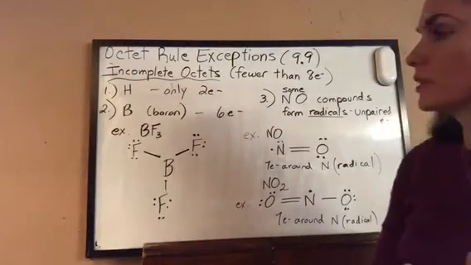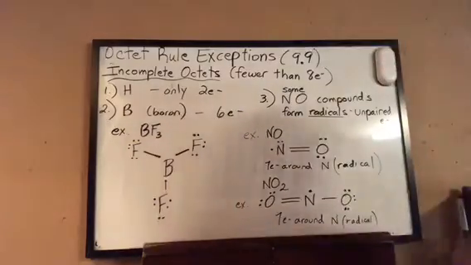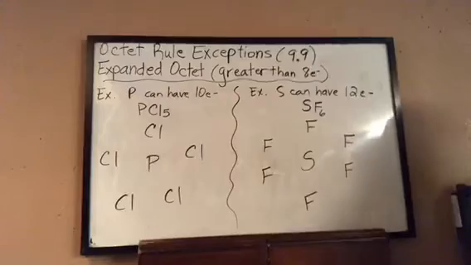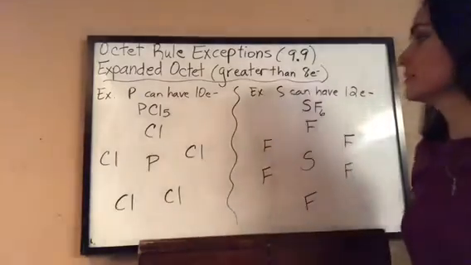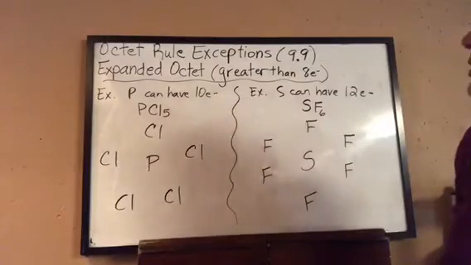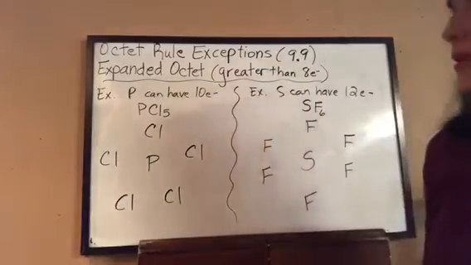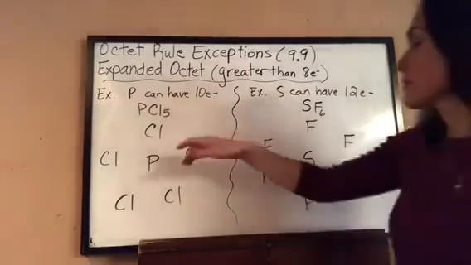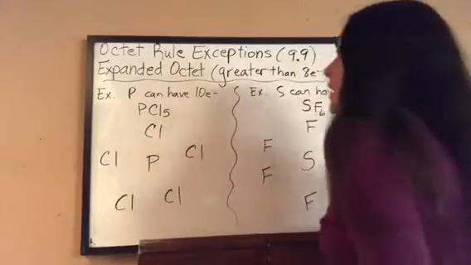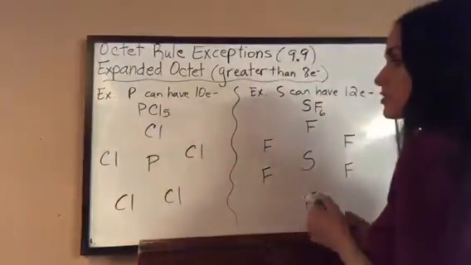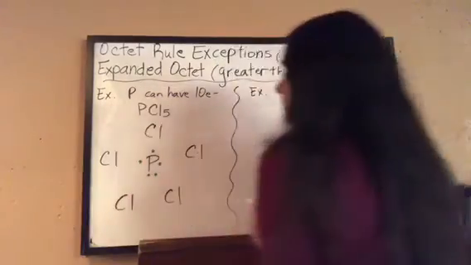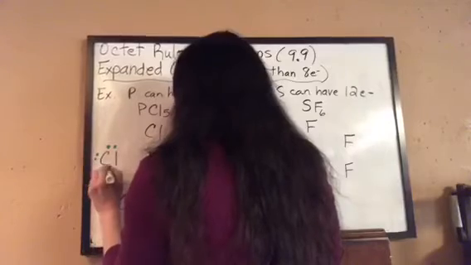Now let's look at some examples where you have expanded octets, greater than 8 electrons. Two common examples of an expanded octet occur with phosphorus and sulfur. When phosphorus and sulfur bond with a halogen, they tend to expand their octets. For instance, phosphorus bonds with 5 chlorines to form phosphorus pentachloride. Let's look at that Lewis structure. Phosphorus is in group 5A of the periodic table, so 5 valence electrons. Chlorine is in group 7A, 7 valence electrons.